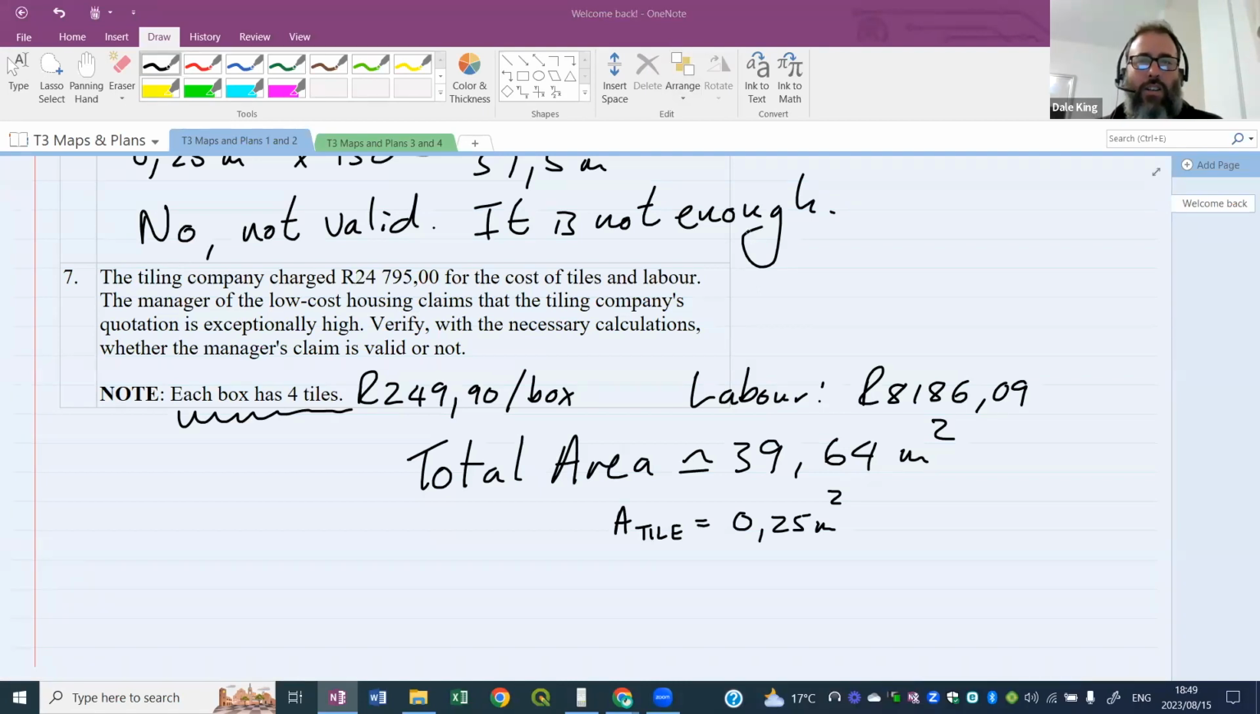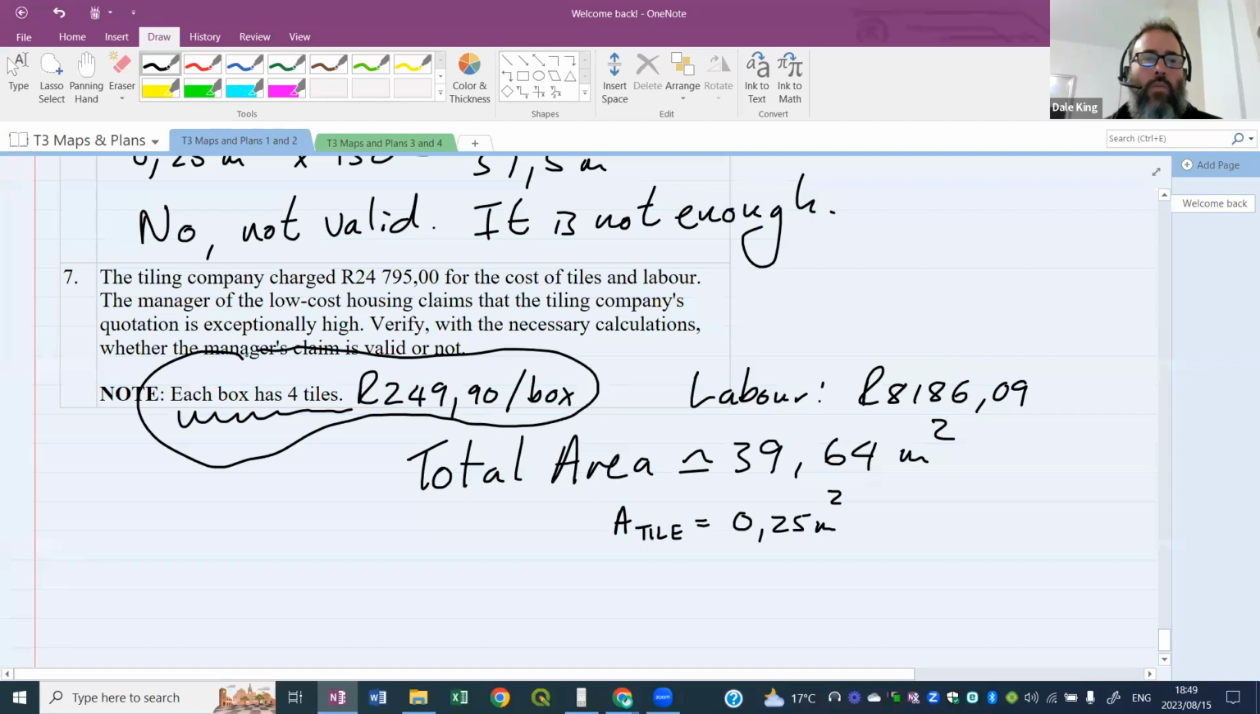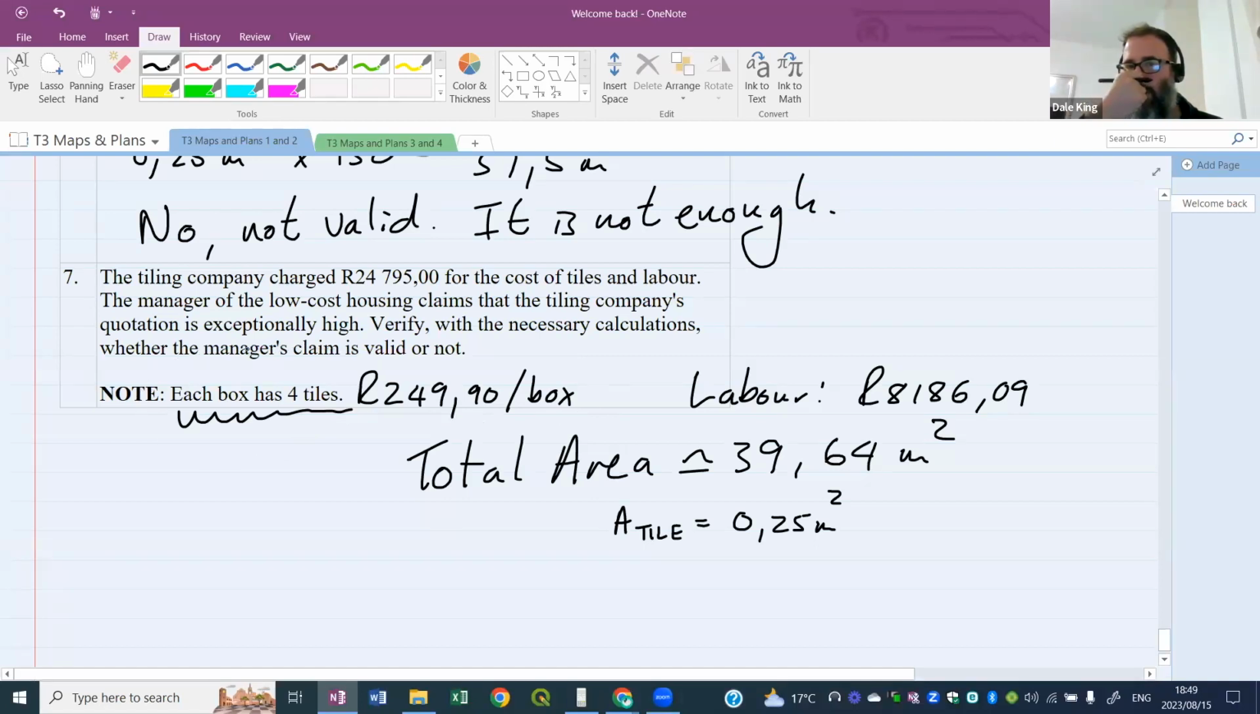There's a lot going on here, guys, but we can do it little by little. So Kagiso is going to try and work out the price for 1 tile, and she's using this information here to try and do that. She wants to work out the price for 1 tile, and then she's obviously going to work up from there.